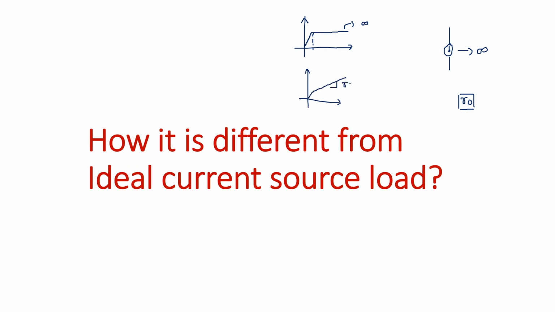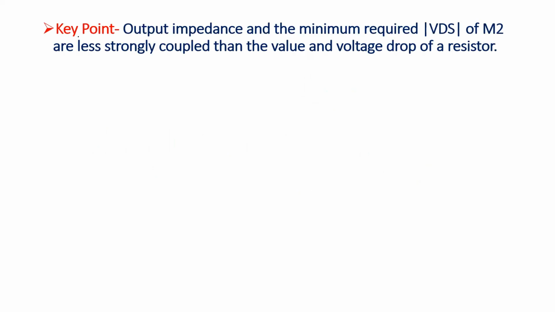And if it is more practical, then it is like this. So this is your R naught inverse. The current source that we are designing using the MOSFET is offering the impedance R naught. An ideal current source offers an infinite impedance. So this is the difference. Now I mentioned one key point here. Output impedance and the minimum required VDS of M2 are less strongly coupled than the value of voltage drop of the resistor.